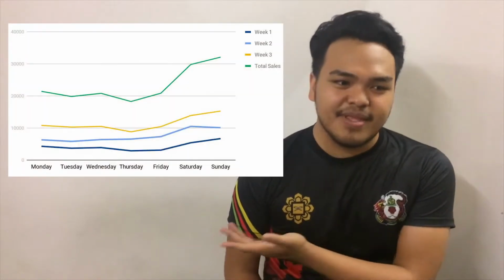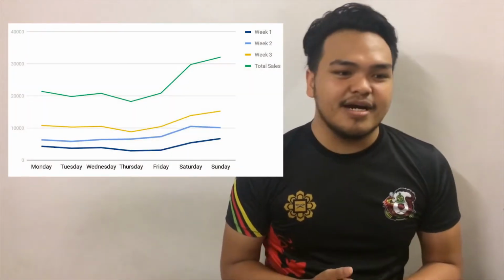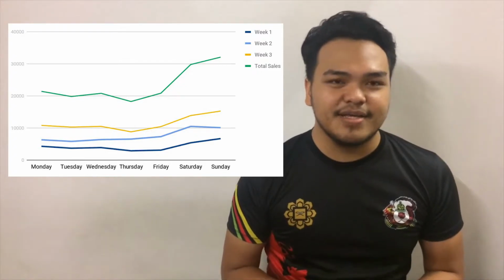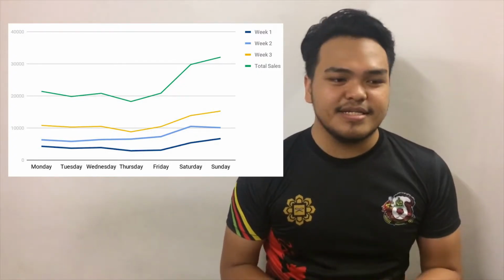For the data analysis, we take 3 weeks before the game started. From the graph, the dark blue is the first week, and the blue is the second week.